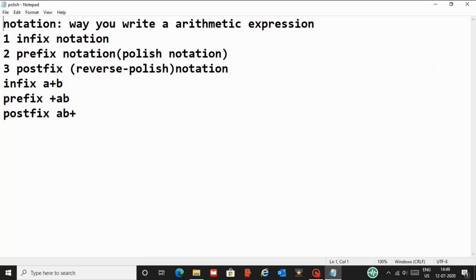One is infix, the other one is prefix, which is also called Polish notation, and postfix, which is reverse Polish notation. An infix expression is an expression or a notation where operators are used in between operands. For example, a plus b, where plus is the operator, addition is the operation, and a and b are operands. You can find the plus in between a and b, so it becomes an infix expression or notation.